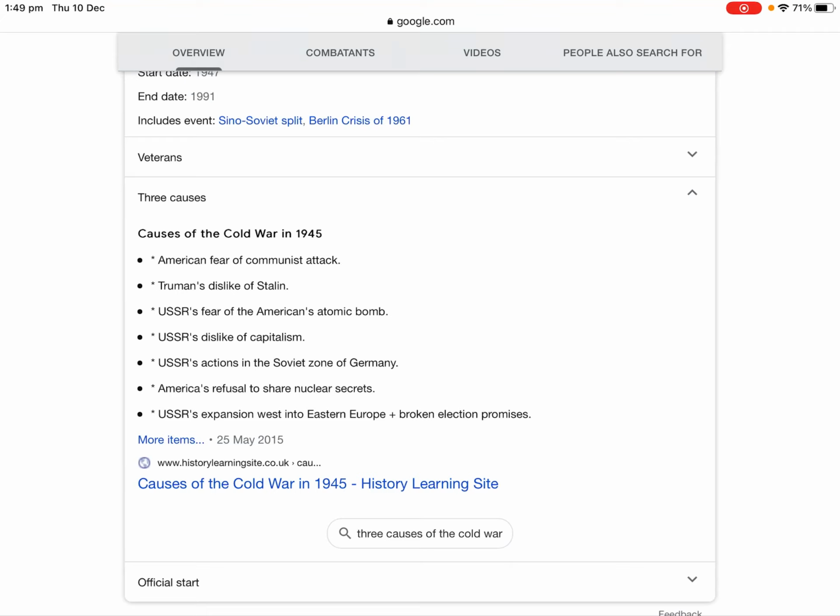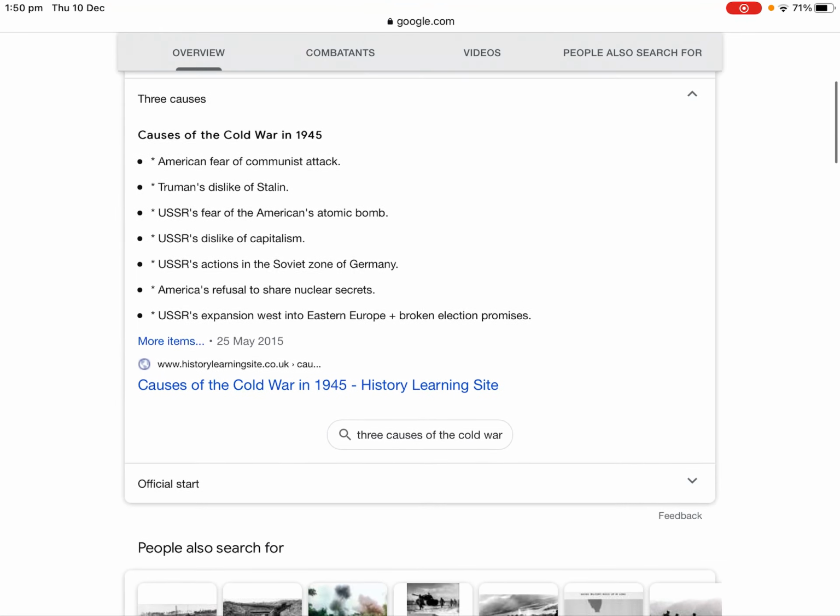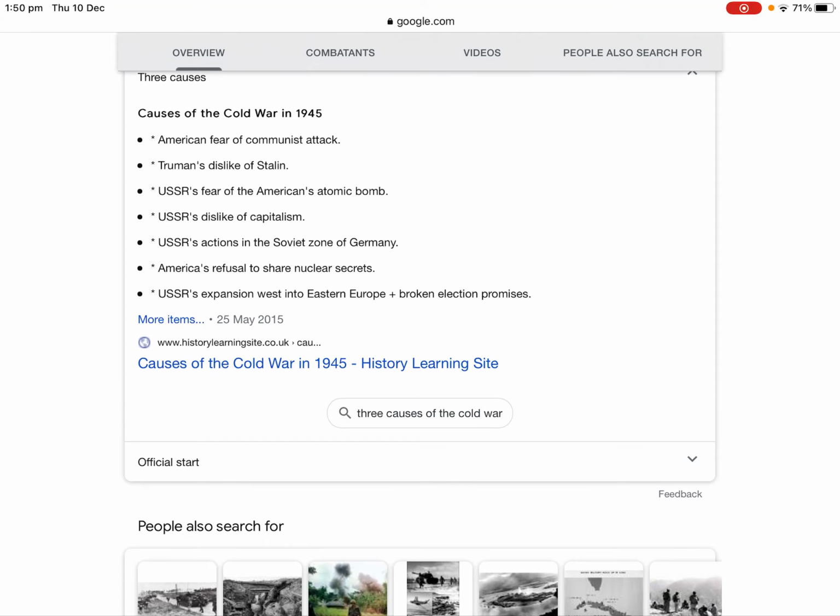USSR's actions in the Soviet zone of Germany. After World War II, Germany was divided between the USSR and America, France, and Britain, and that later became just America. And how Stalin treated his side: he didn't give his people much freedom at all, and he mistreated them very badly. So he was kind of a jerk.